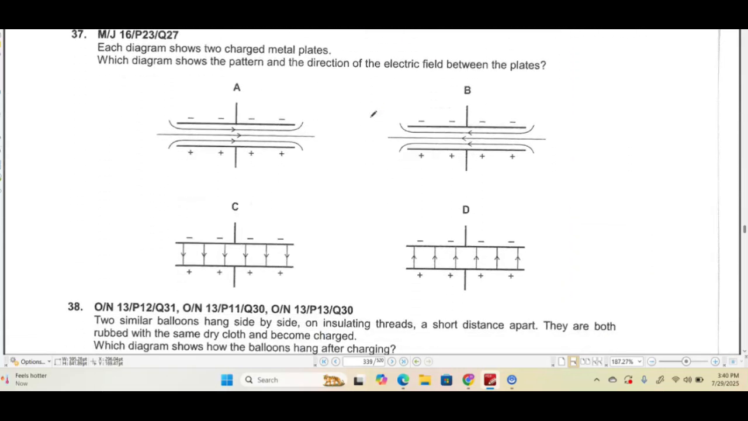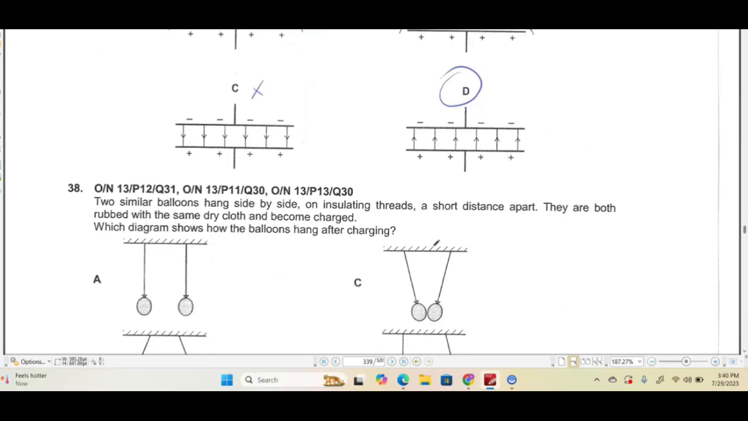Question number 37. Each diagram shows two charged metal plates. Which diagram shows the pattern and the direction of the electric field between the plates? If there are two plates parallel to each other, the field lines would be parallel, like this, and the direction would be from the positive to the negative terminal. So C is the correct, D is the correct option. C is not correct, because the direction of the electric field is shown to be from negative to positive, and actually it is from positive to negative. ठीक है.